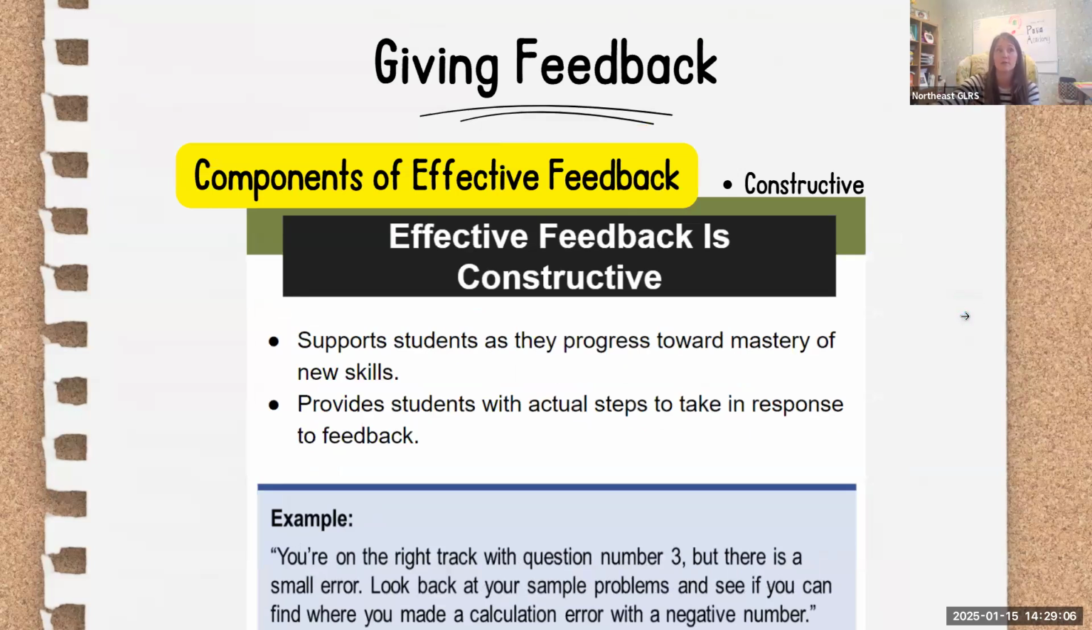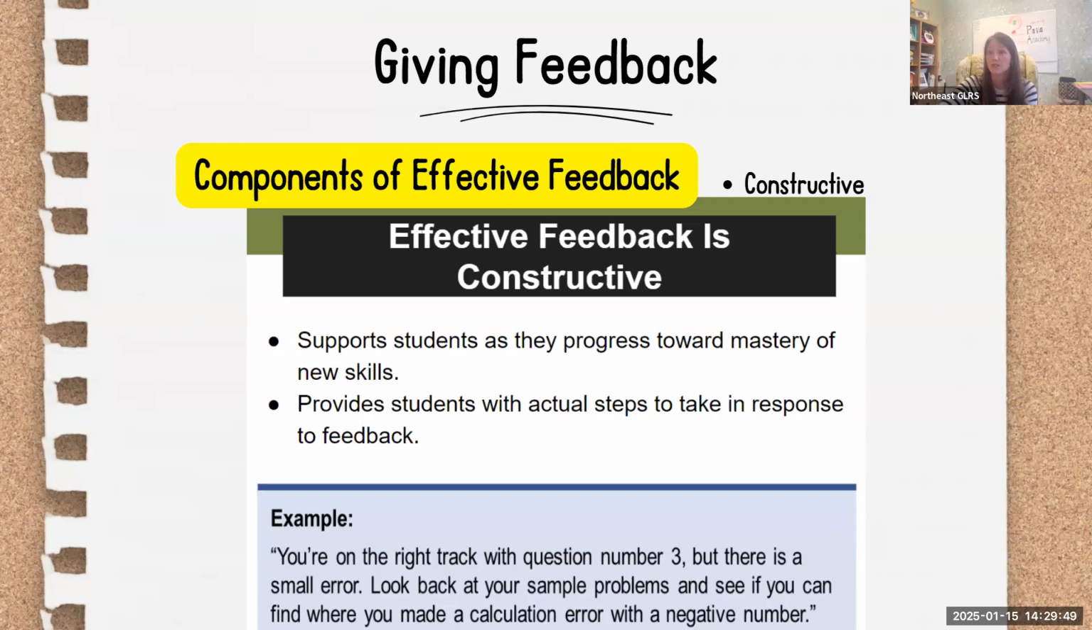The next component of effective feedback is constructive. Effective feedback is always constructive. It supports students as they progress toward mastery of a new skill. And effective feedback provides students with actual steps to take in response to that feedback. So here's an example: You're on the right track with question number 3, but there's a small error. Look back at your sample problems and see if you can find where you made a calculation error with a negative number. So we're giving that constructive feedback as they're progressing toward that new skill.